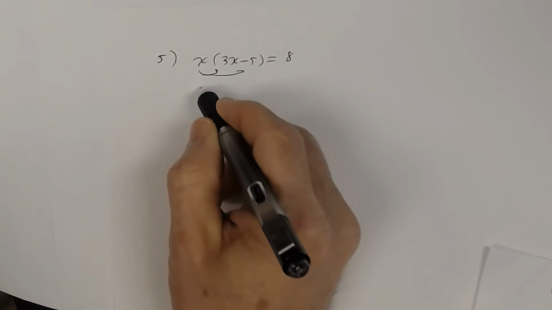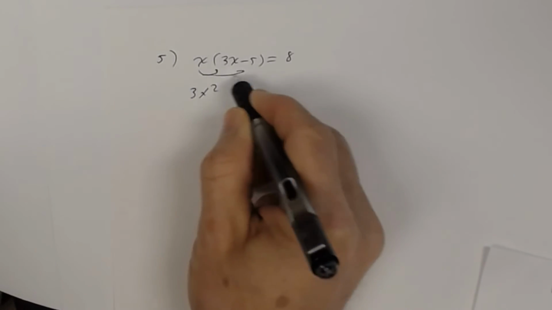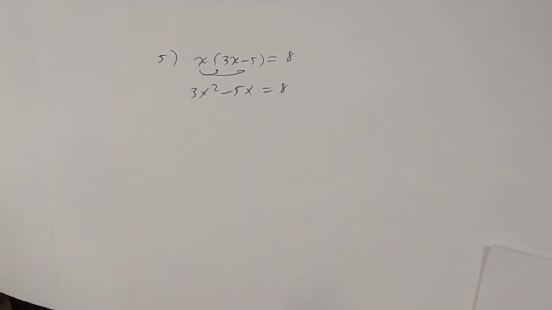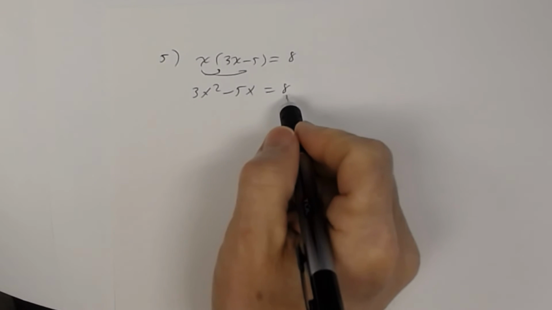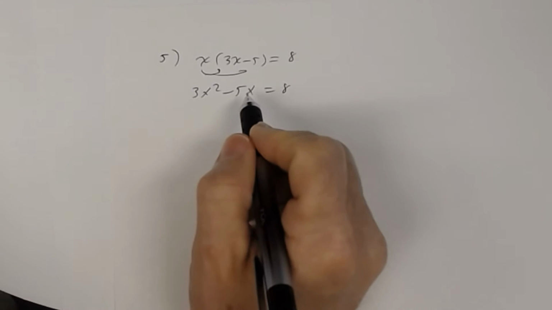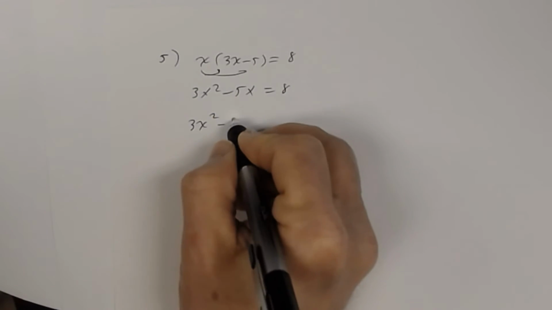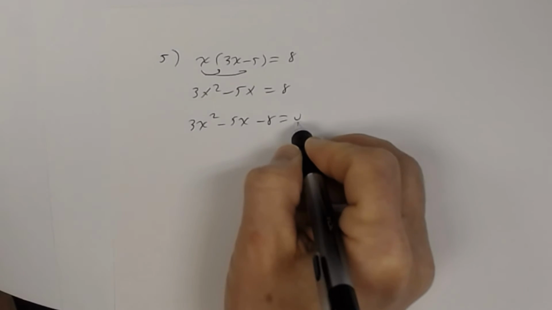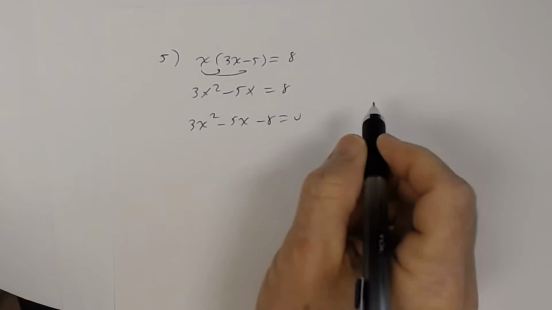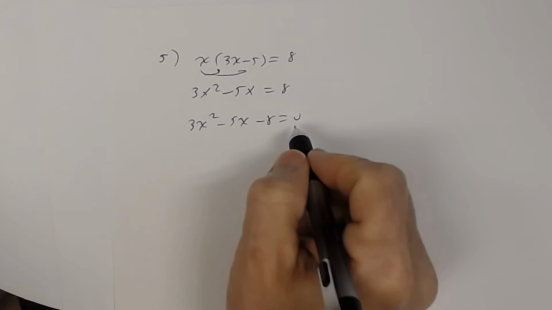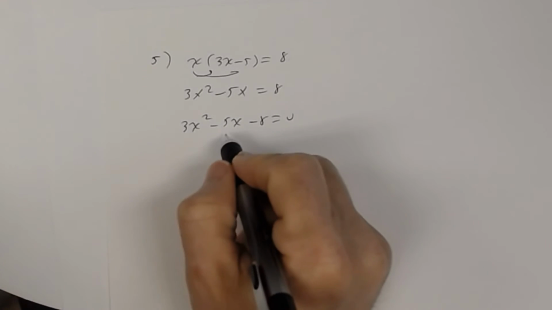And so we get x times 3x is 3x squared. X times a negative 5 is a negative 5x equal 8. And now that looks more like some of the problems we had earlier where you had to put this in standard form. So now we're going to bring the 8 over. So we get 3x squared minus 5x minus 8 equals 0. Since it's a 0, I'm going to use factoring now because I can use the zero factor property. So we're going to factor this quadratic.